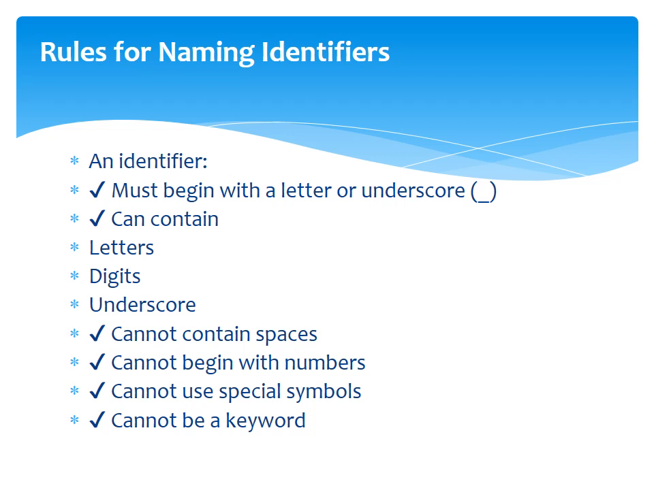And rules for naming an identifier. So what is the rule? An identifier must begin with a letter or an underscore. It can contain letters, digits, and underscores. It cannot contain spaces, cannot begin with numbers, cannot use special symbols, and cannot be a keyword.